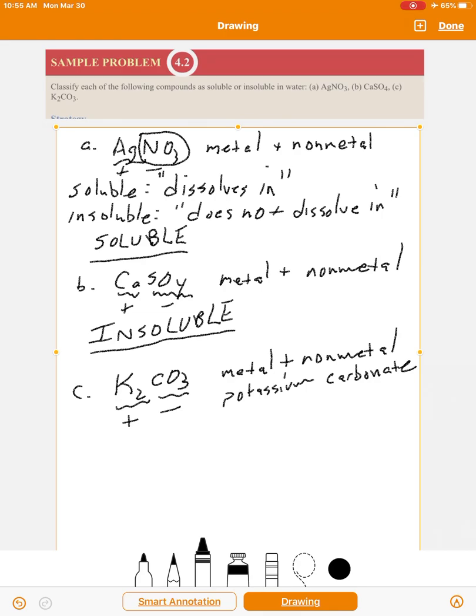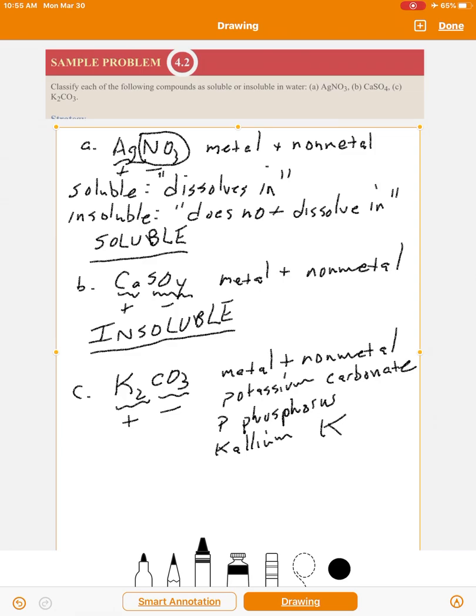Ever wondered why potassium starts with a K and not a P? P is phosphorus, right? It actually comes from the Latin, kalium. Kalium, K. Potassium is kalium.